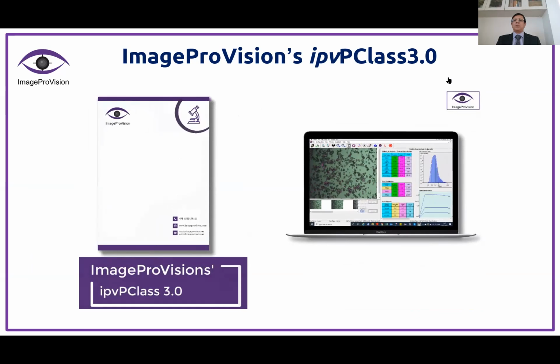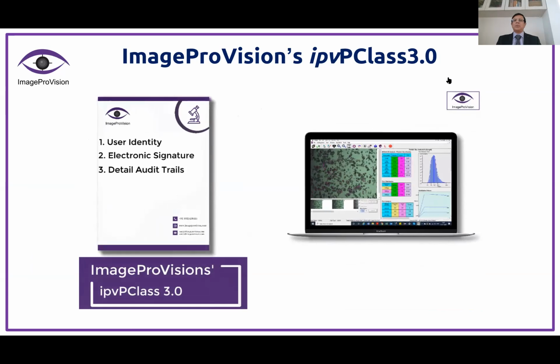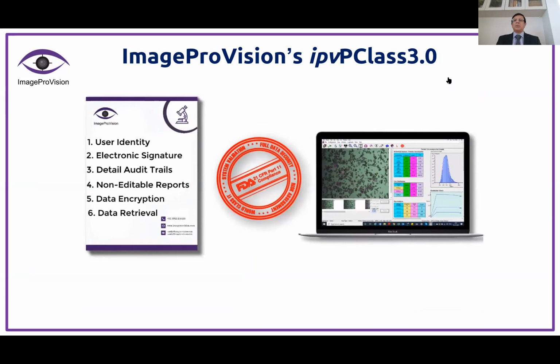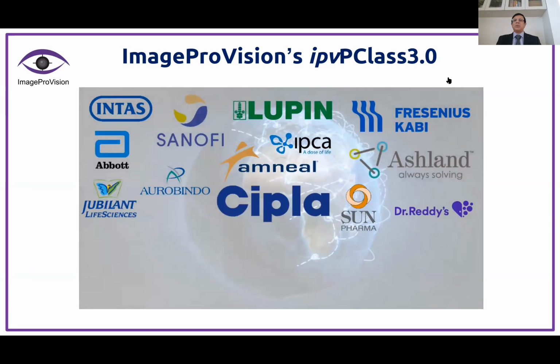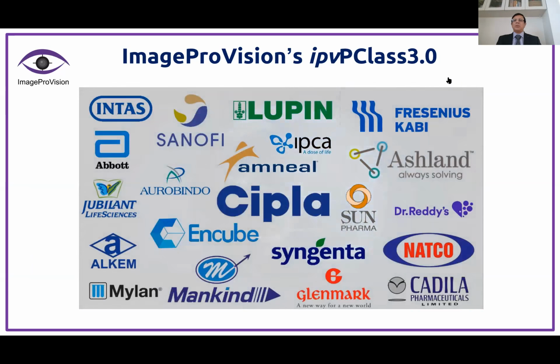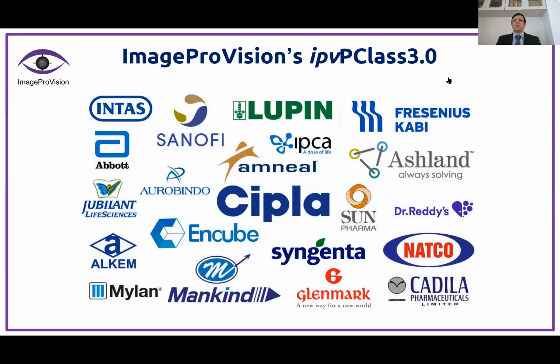IPVP class software provides user identity, electronic signature, detail audit trails, non-editable reports, data encryption, and data retrieval, complying to all clauses of 21 CFR Part 11. Large numbers of customers across the globe have used and endorsed IPVP class as a complete system for particle size analysis and particle classification.